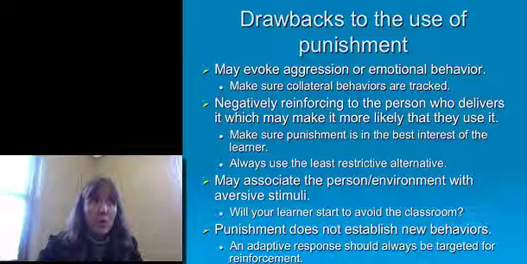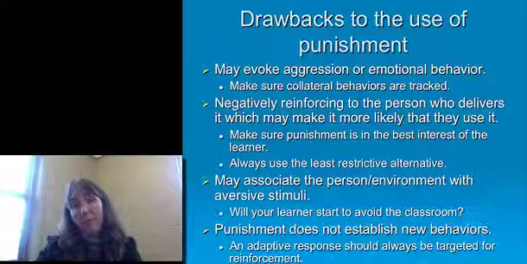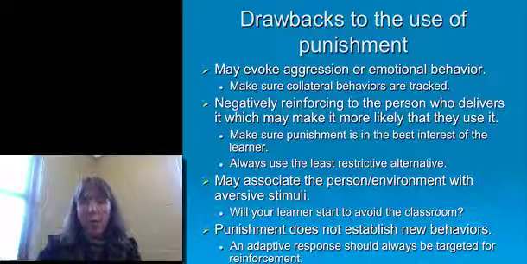I get punished there. I don't like that person. I don't like that classroom. I don't like that school. We might see avoidance behavior set in as a result of using punishing consequences. And maybe most importantly, from a behavior analytic perspective, we're all about building skills. Punishment does nothing to establish new skills in someone's repertoire. So we approach punishment with a lot of reluctance.